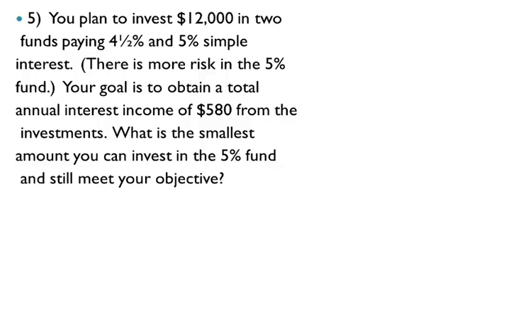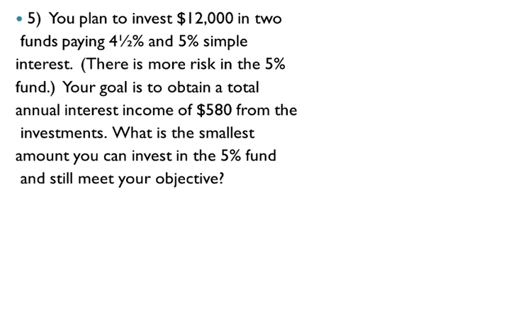We'll start by reading the problem. You plan to invest $12,000 in two funds paying 4.5% and 5% simple interest. There is more risk in the 5% fund. Your goal was to obtain a total annual interest income of $580 from the investments. What is the smallest amount you can invest in the 5% fund and still meet your objective?